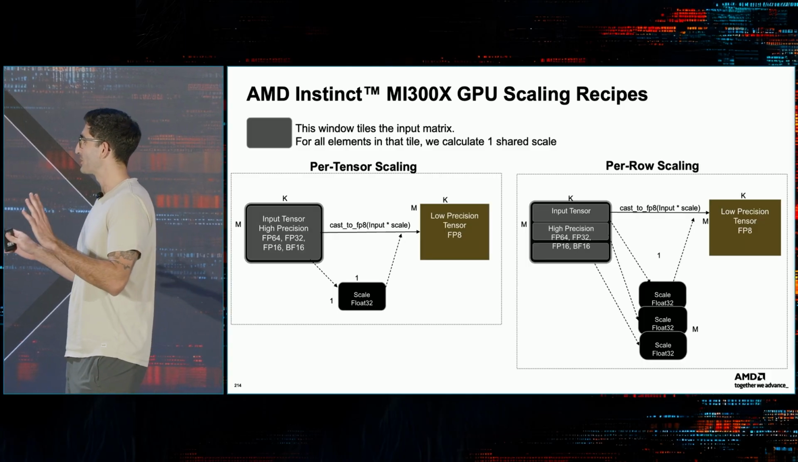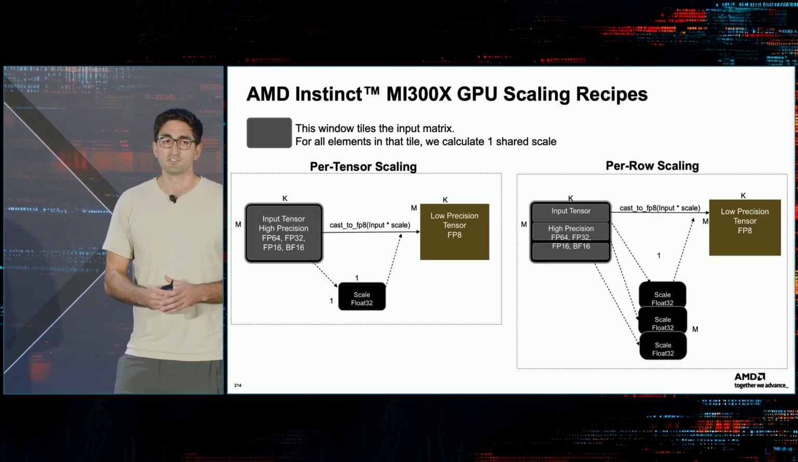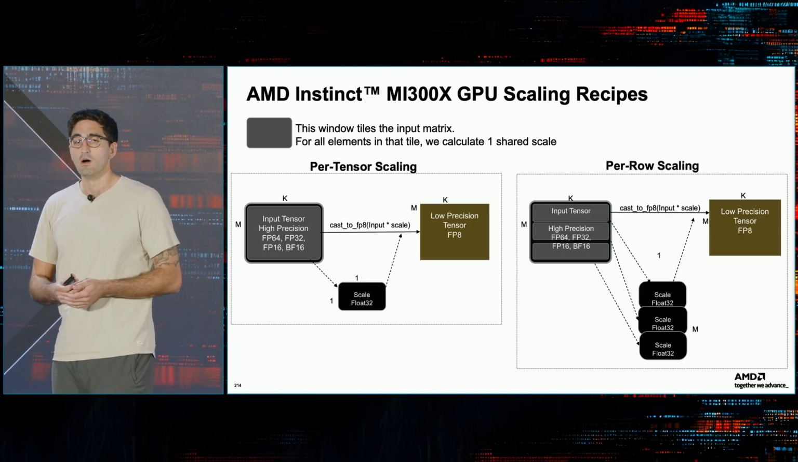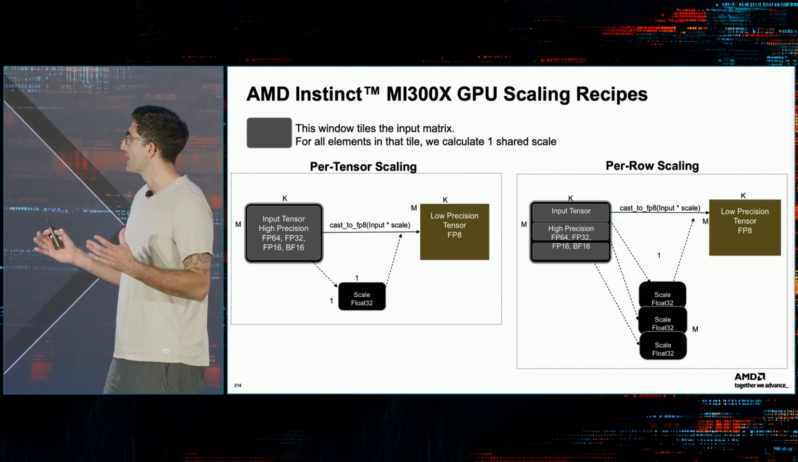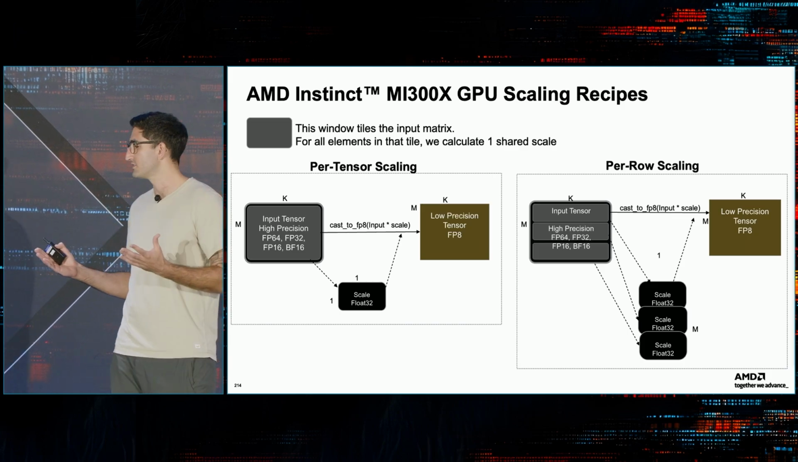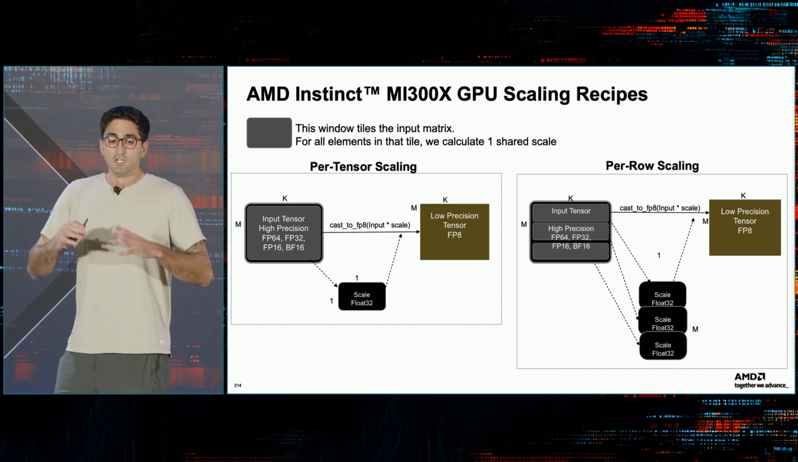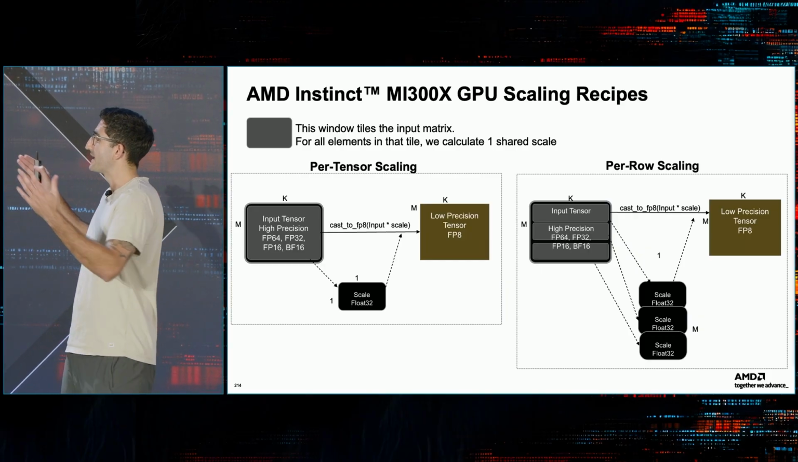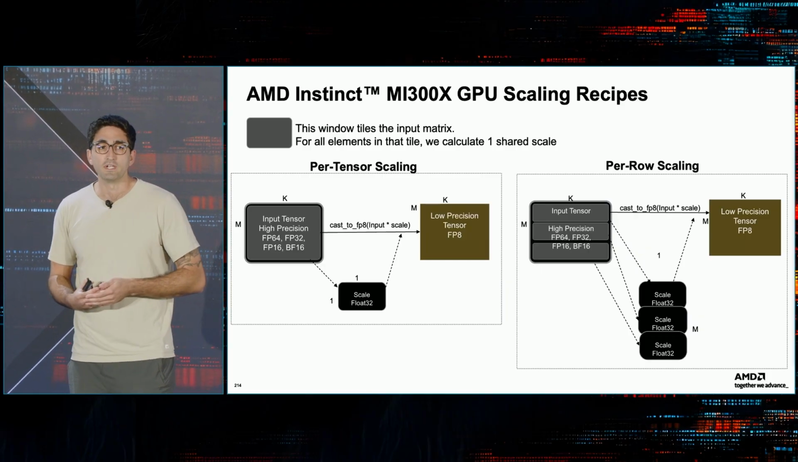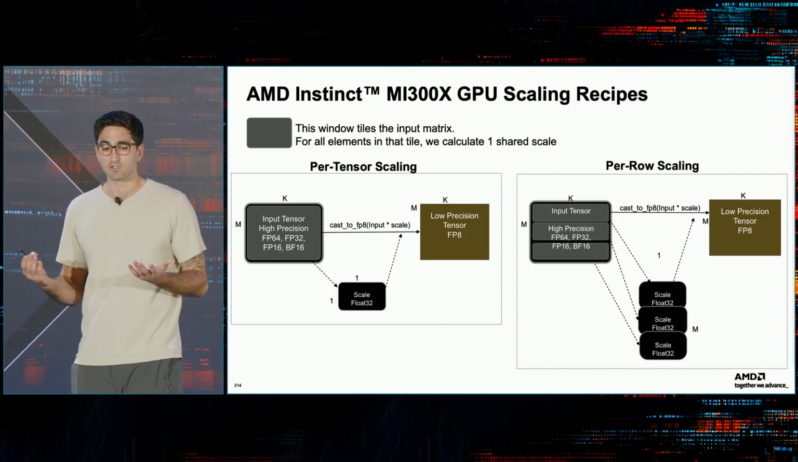There are some diagrammatic conventions for these pictures. The gray bubble here is a window or tile, and this window or tile is the granularity at which we apply scaling. Let's first look at per-tensor scaling, because this is probably the simplest to understand. We span this window over our input tensor. In this case, the window would be size m by k, and this is what we're going to calculate our scale over.